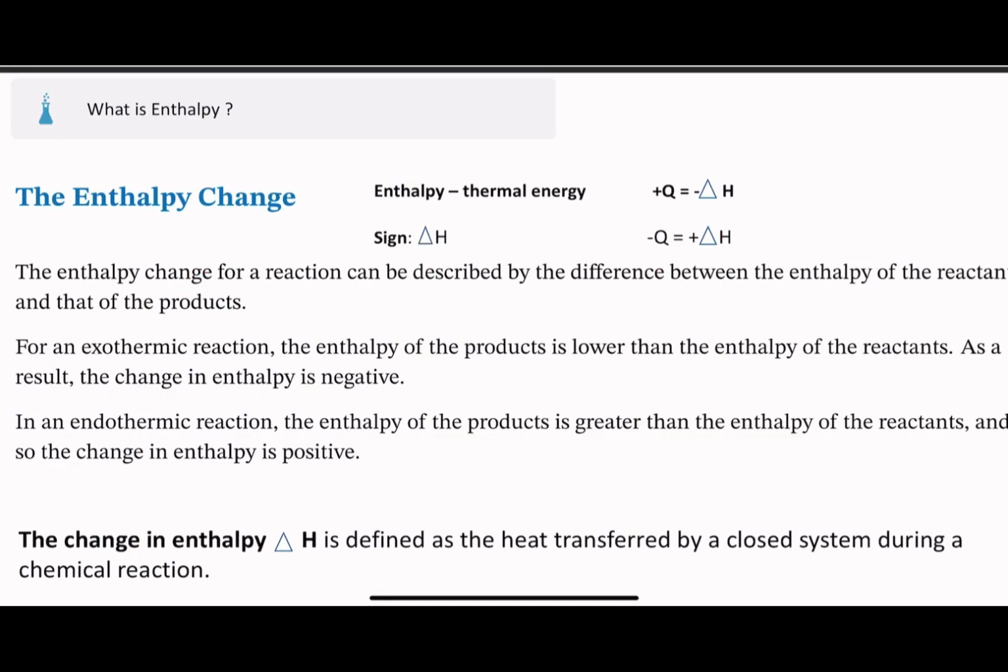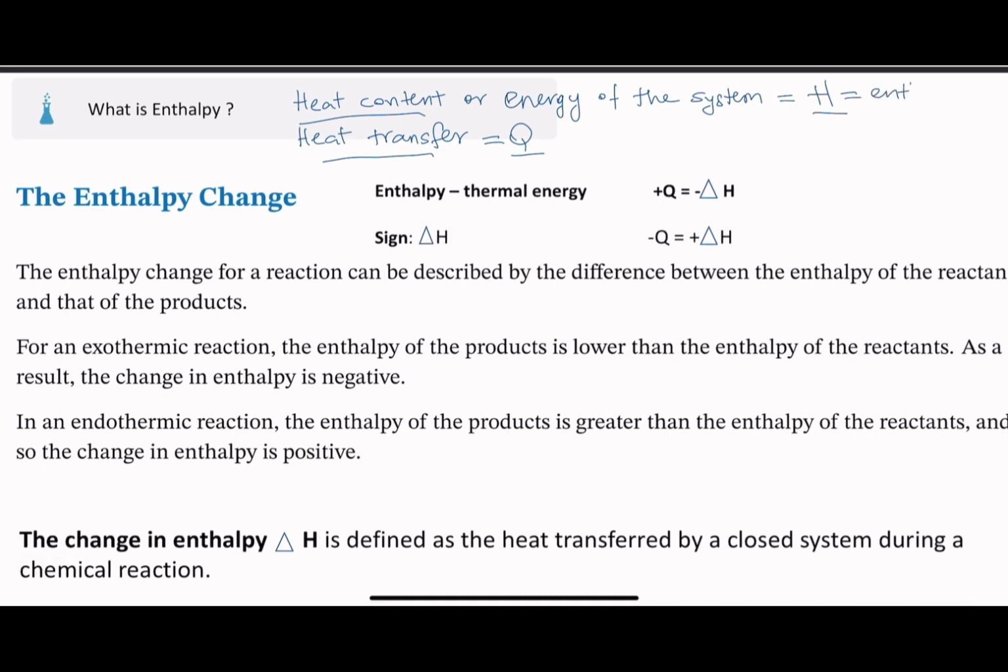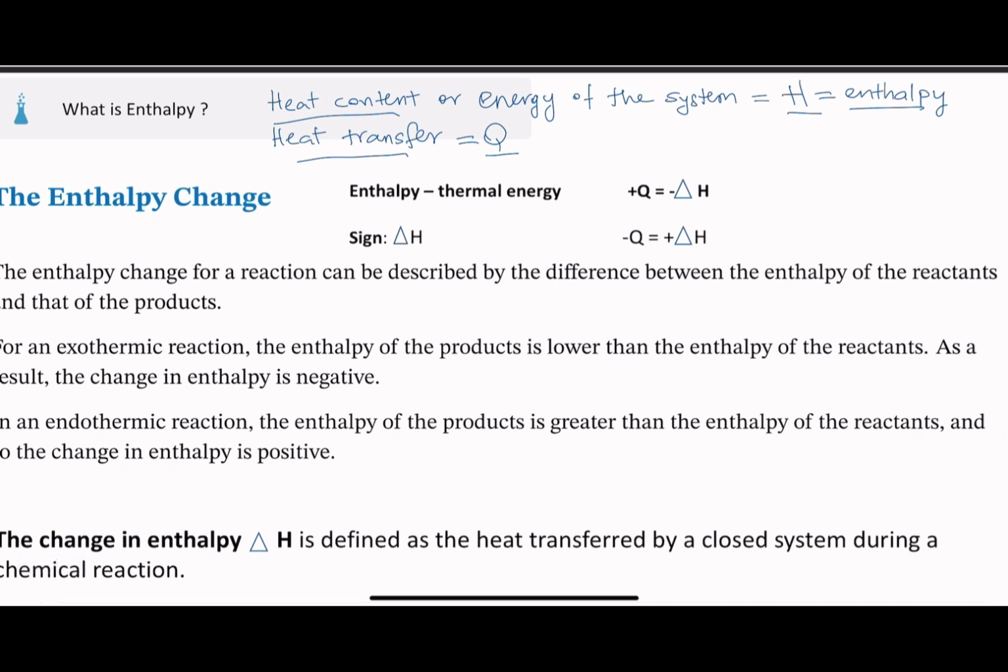So now we're going to go into the enthalpy and the enthalpy change. What is the enthalpy? Enthalpy is the heat content, or you could say energy of the system. And it's written with H. And there is also heat transfer, and that is denoted with a letter Q, which we have talked about already. So there are two different things: heat transfer, Q, and then heat content, which is H, which is the enthalpy, right? Enthalpy, heat content.